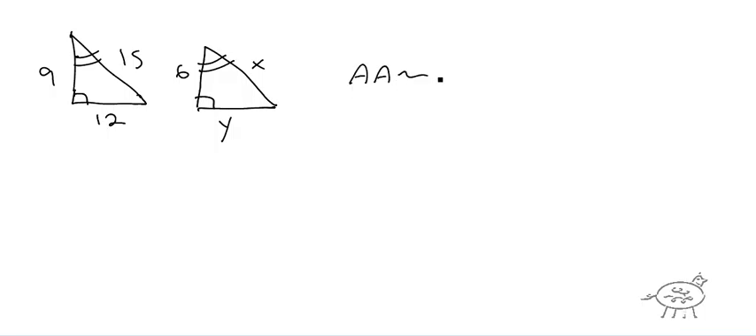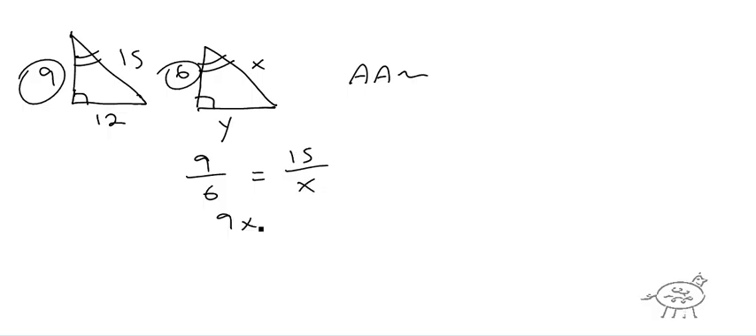All right, and then what I'm trying to do is find out the value of X and Y. Well, if they're similar, you can set up your proportions. So I can say 9 over 6 is equal to, and you can do it any way you want, so let's do 15 over X. Cross multiply, 9X equals 90, so X equals 10.